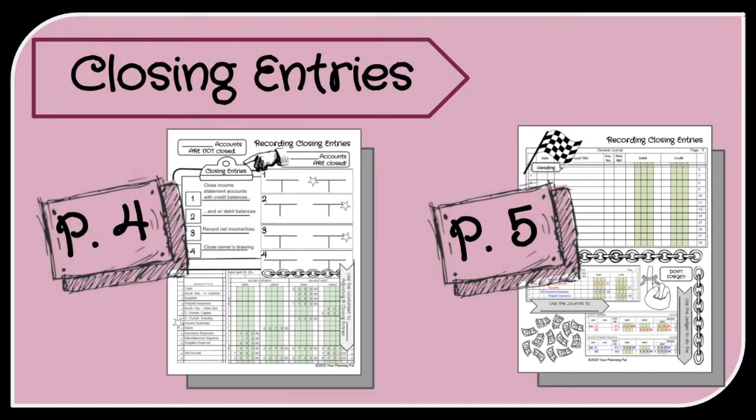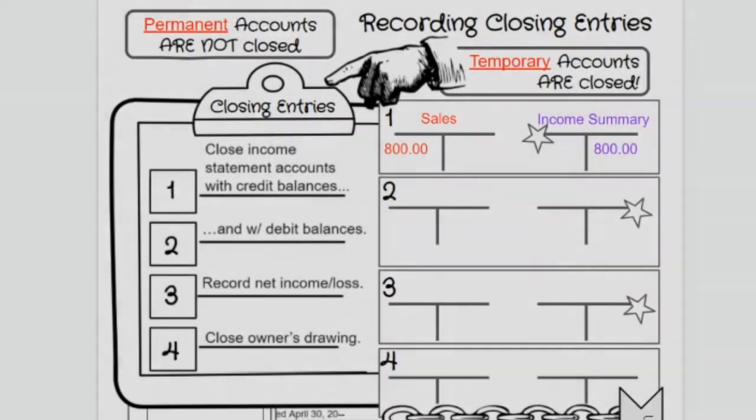Here we are at pages 4 and 5. This is about closing entries. So as we learned on the previous page, permanent accounts are not closed, those balances carry over from fiscal period to fiscal period. But temporary accounts are closed. And so this page is all about recording closing entries. To close entries, the first step is to close income statement accounts with credit balances, then to close them with debit balances, then to record net income or net loss, and lastly, close owner drawing.